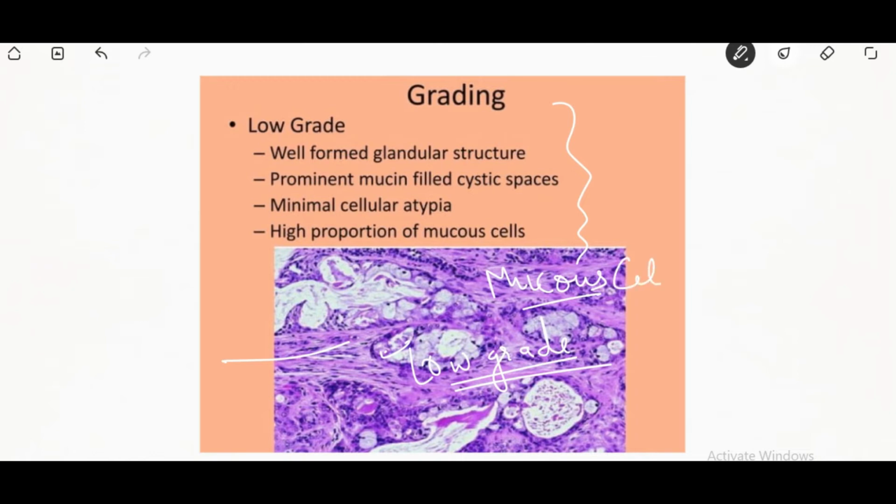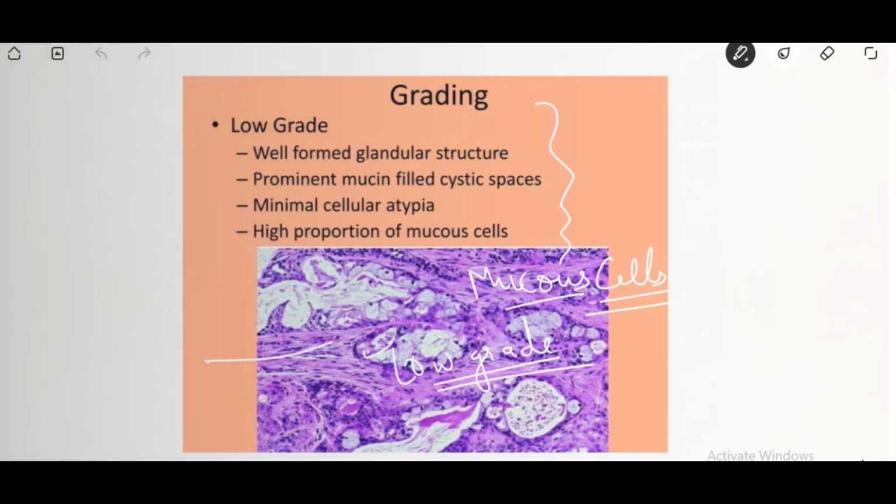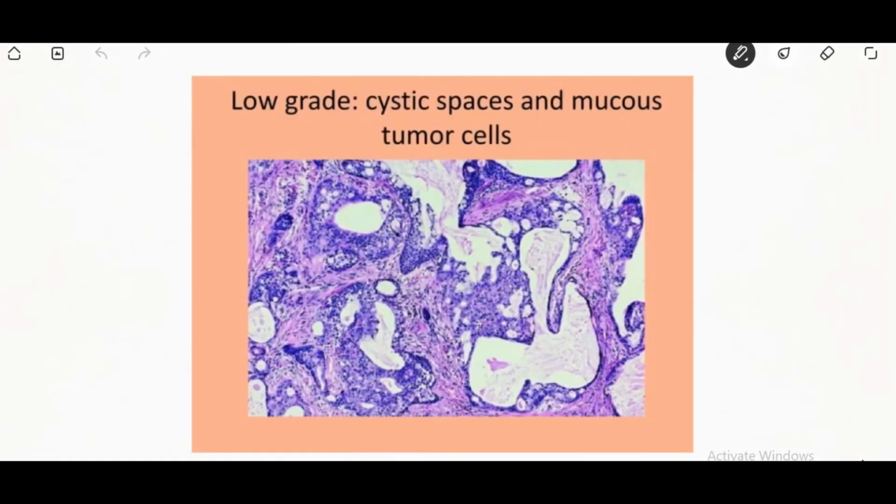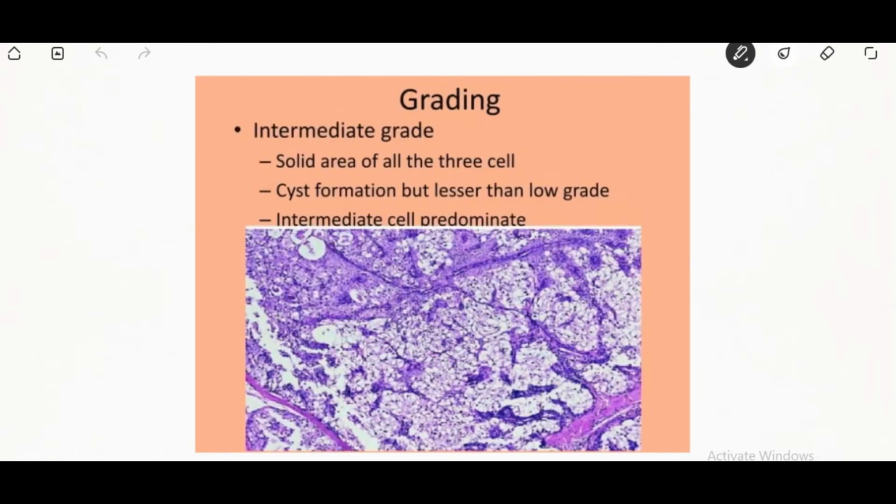The low grade tumors show well-formed glandular structures and prominent mucin-filled cystic spaces, minimal cellular atypia, and a high proportion of mucous cells. Whereas the intermediate grade tumors have solid areas of epidermoid or squamous cells with intermediate basaloid cells. Cyst formation is seen but is less prominent than in low grade tumors.